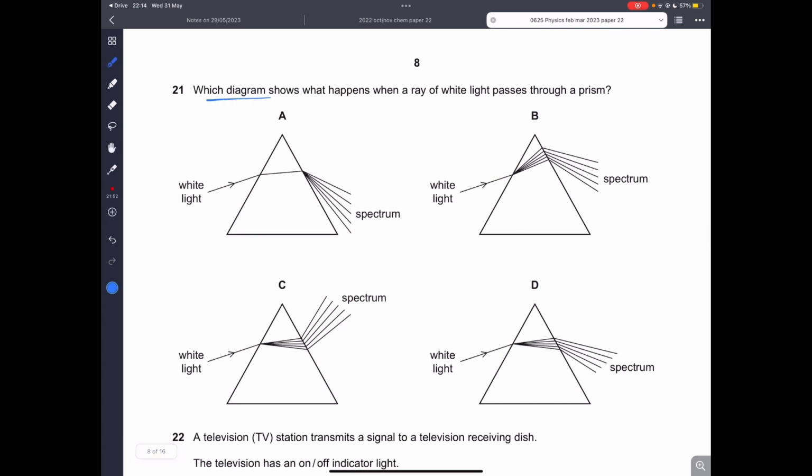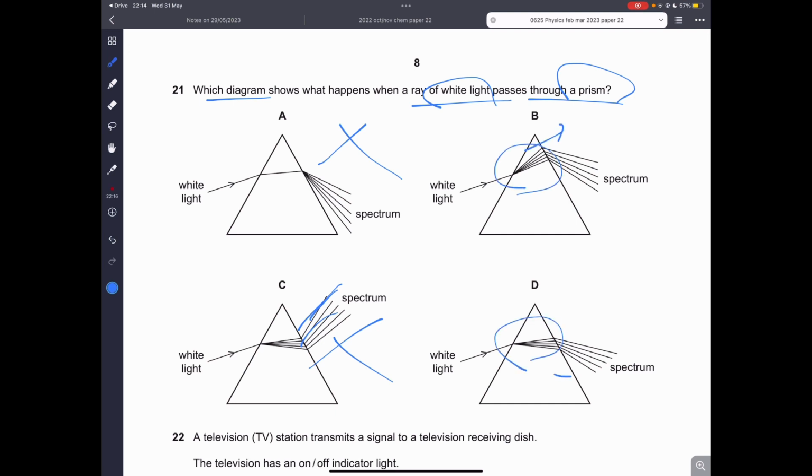Question 21. Which diagram shows what happens when a ray of white light passes through a prism? Well, here we can see A is definitely not possible, C is possible, but they are not refracted this way. B is possible, D is also possible, but here we can see that this is going in the wrong direction. This is correct, this is also correct, so D is the correct answer.